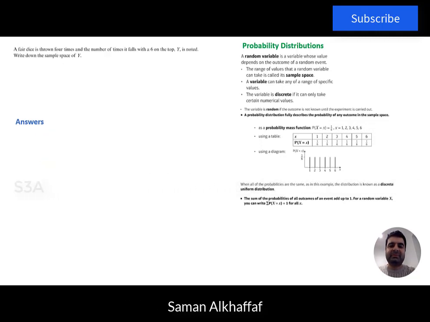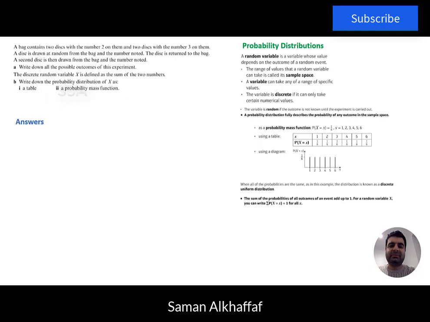In this example, a fair dice is thrown 4 times and the number of times it falls with a 6 on the top, Y, is noted. Now write down the sample space of Y. So in this scenario, it is thrown 4 times, so we need to consider the possibilities. That's why it will start from 0, and then there is 1, the second throw, the third throw and the fourth throw. So this is what we're looking at in terms of the possibilities of achieving a 6 and it being noted, and this will be our answer for this question.